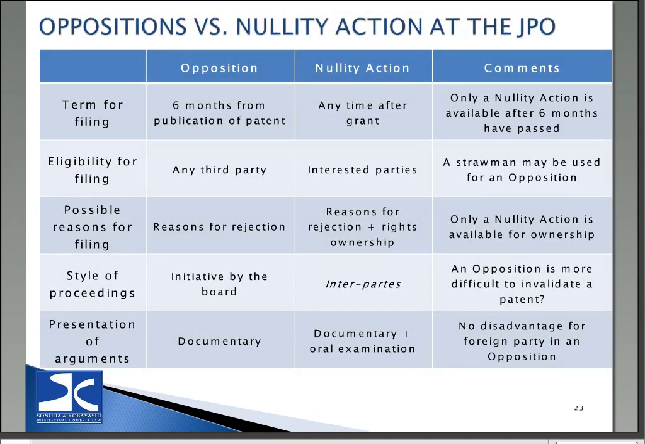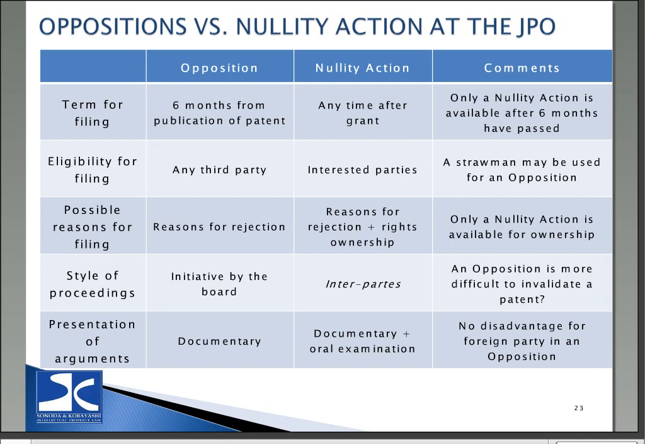Thank you. So now could you please briefly summarize the main differences between opposition and nullity action in each jurisdiction, for each one of you, and also give us some recommendation on which option to choose, like nullity action or opposition. Thank you.